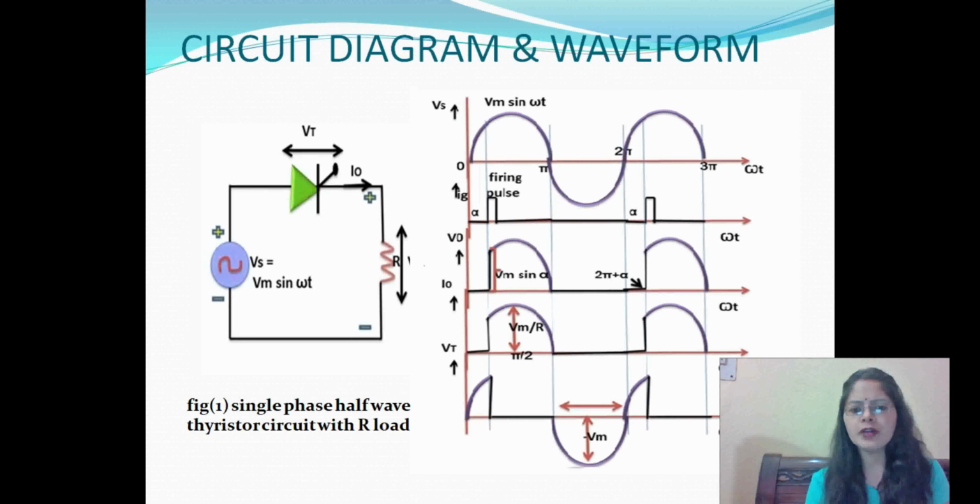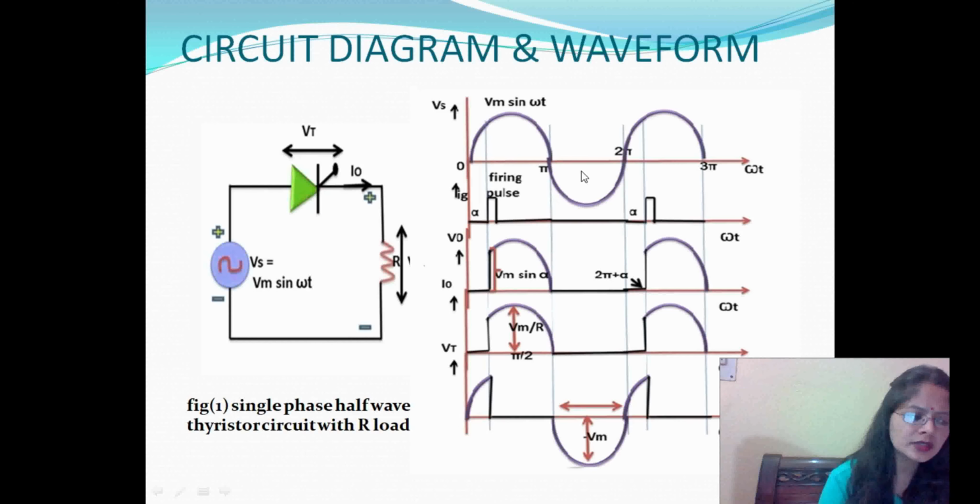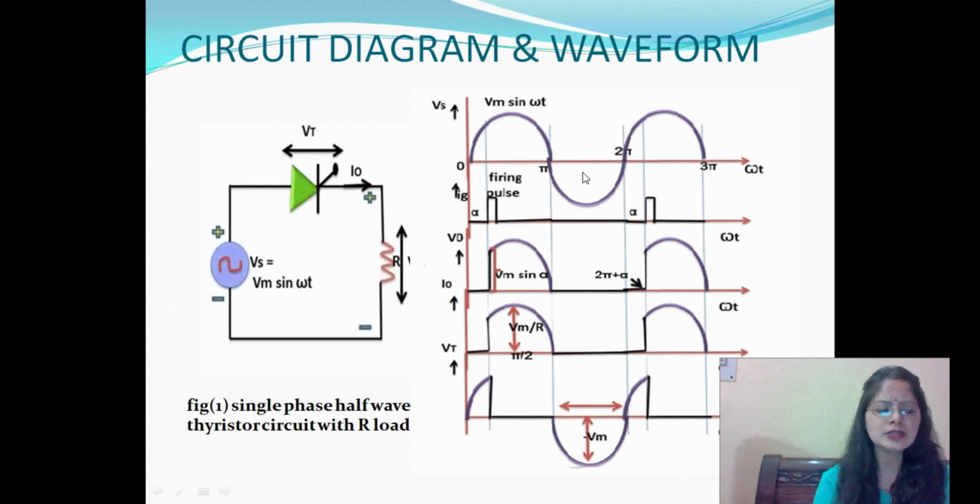So from alpha to pi there is also output voltage, and we will get some input voltage also. Now next is the interval from pi to 2 pi. This time from pi to 2 pi, the supply voltage is getting reversed, meaning Vs is less than 0.